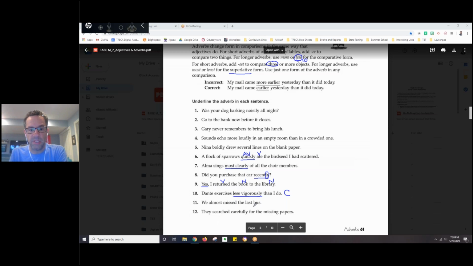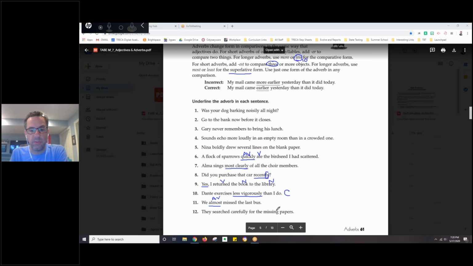We almost missed the last bus. To what degree did you miss the last bus? Barely? Did you miss it by 2 hours? Almost. You almost missed it. Almost is the adverb.